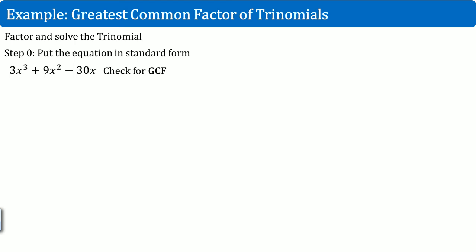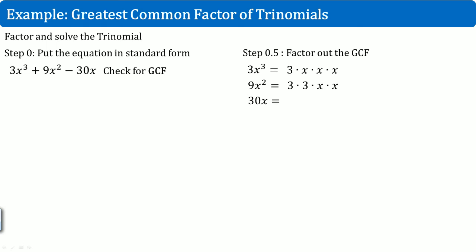Step 0 is to always make sure you have the equation in standard form, which it is. Now you are going to check for the greatest common factor, the GCF. So expand it out. You're going to expand 3x cubed, 9x squared, and 30x. 3x cubed is expanded to 3 times x times x times x. 9x squared is expanded to 3 times 3 times x times x. 30x is expanded to 3 times 2 times 5 times x. These 3s are in common, and these x's are in common. So the greatest common factor here would be 3x.